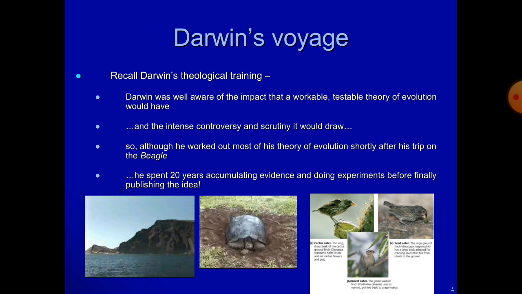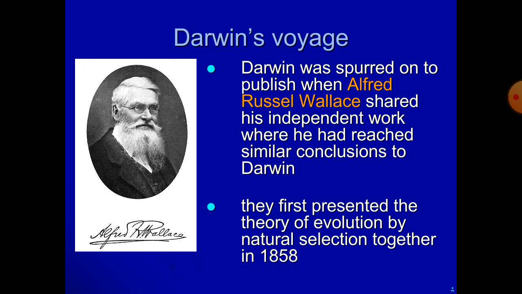And the person who made Charles Darwin publish the idea was Alfred Russel Wallace. Darwin was spurred on to publish when Alfred Russel Wallace shared his independent work, where he had reached similar conclusions to Darwin. They first presented the theory of evolution by natural selection together in 1858.